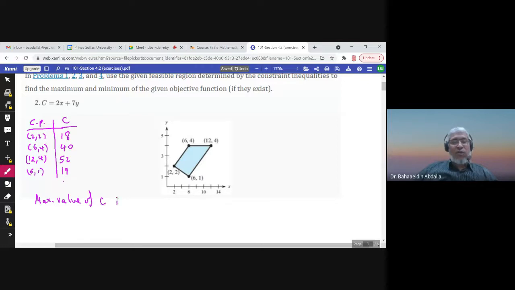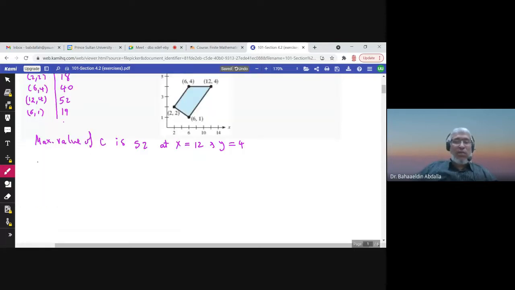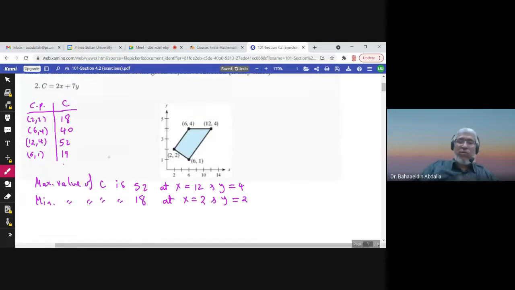So the maximum value of C is 52 at x equals 12 and y equals 4. And the minimum value of C is 18 at x equals 2 and y equals 2. So that's the answer of this problem.